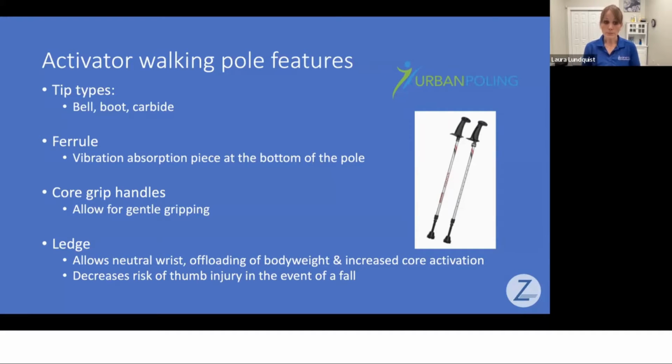And also, because we're using the Activators, we're not strapped in. It does reduce the risk if you were to have a fall. Hopefully not, because we're doing all this work. But if you were to have a fall, you're not attached to the pole. So the pole generally falls away from you, and we reduce the risk of having a thumb injury, which is maybe one of the injuries we see most often in Nordic walking. It doesn't happen frequently, but if there's going to be something, that tends to be the thing that is an issue for people.